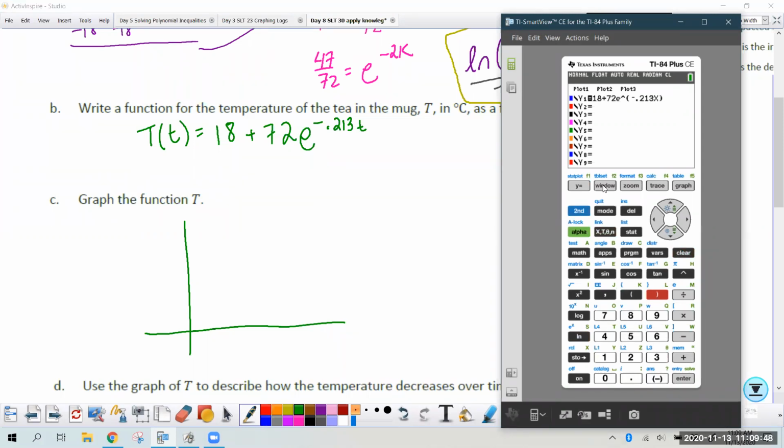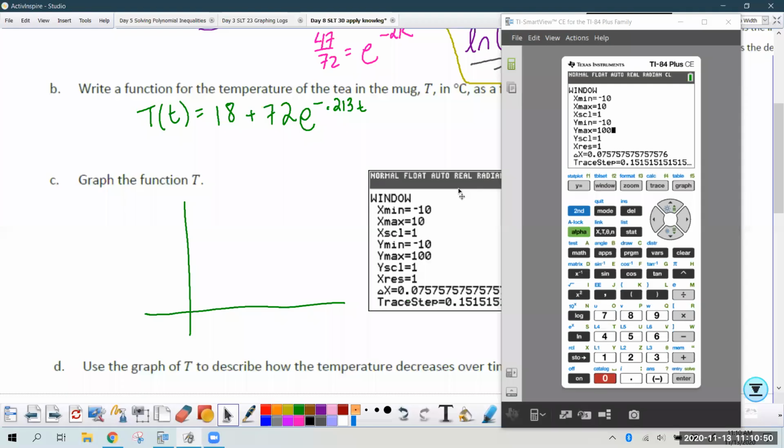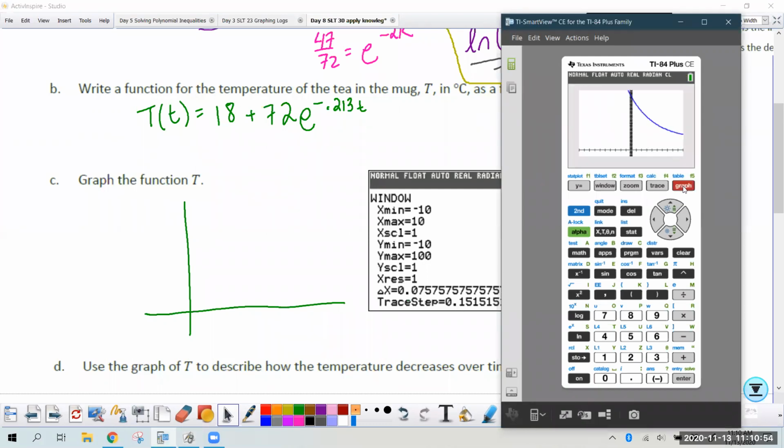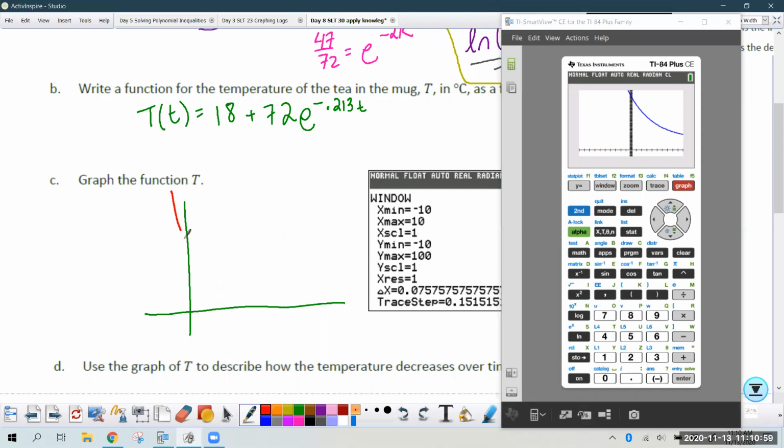So I'm going to hit the window button. And I'm going to change, so x is time. Just going to leave that as the negative 10 to 10. But my y max, because the coffee started at 90 degrees Celsius, I'm going to round up and say, let's start at 100. So I put an image of my window here, and then I'm going to hit graph. Here's what our graph looks like.